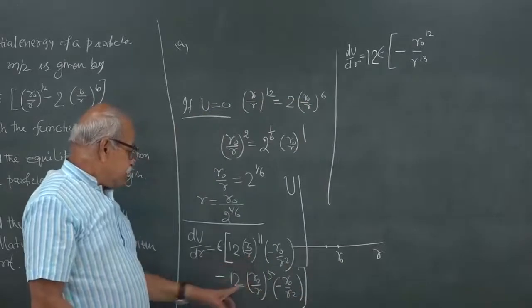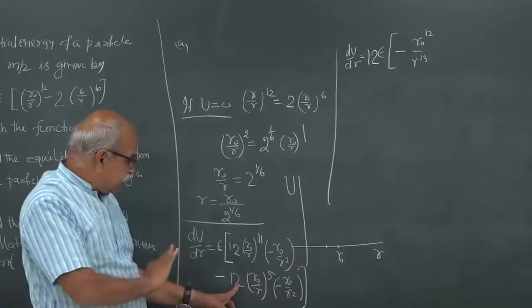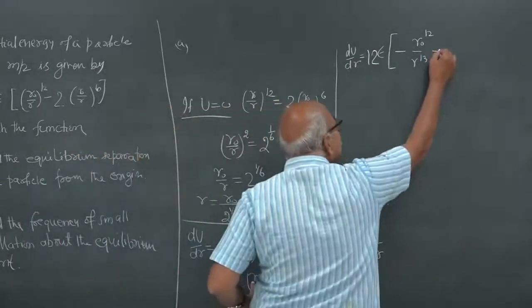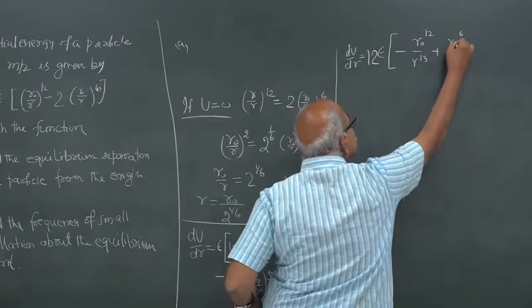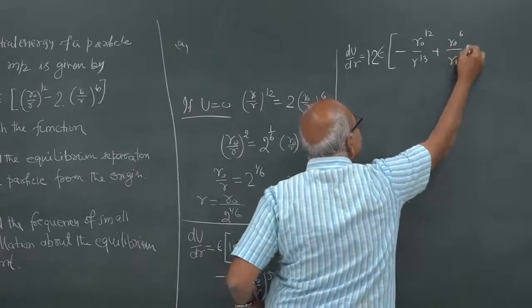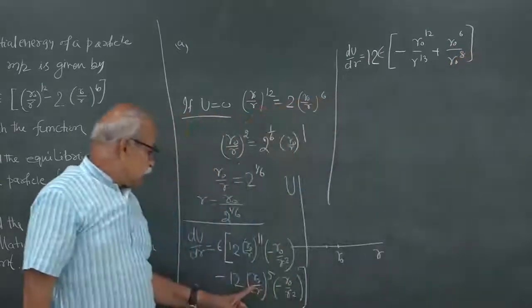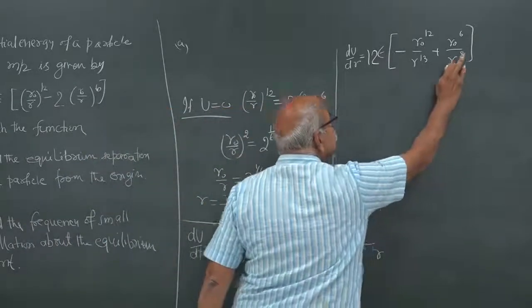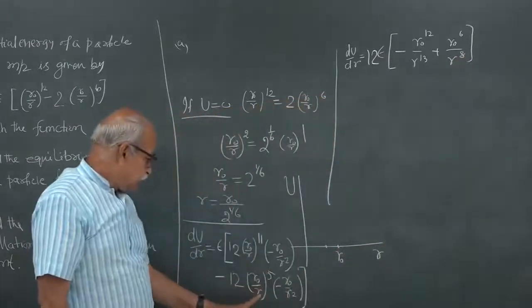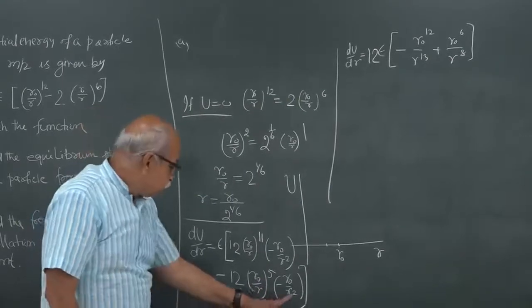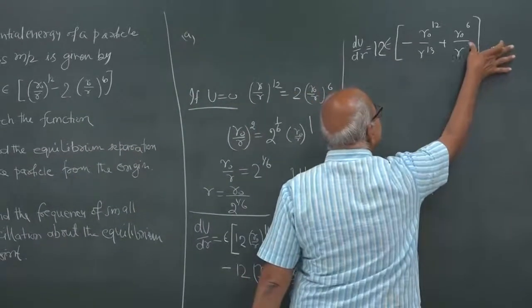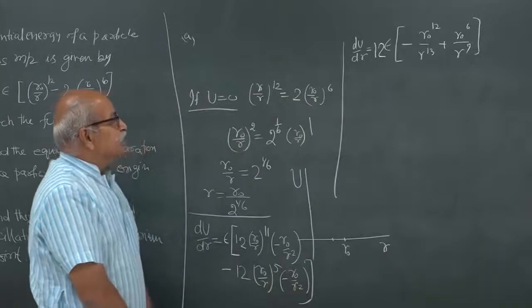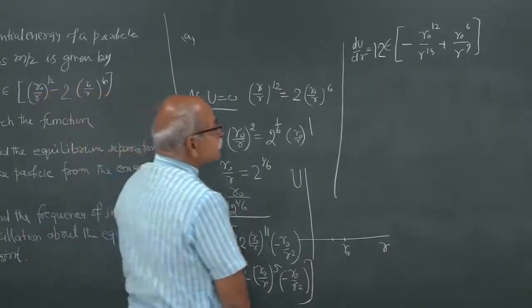and then here you have plus, and 12 we have already taken. So, plus r naught to the power 6 and divided by r naught to the power 8. r naught to the power 6 divided by r to the power 8 divided by r to the power 5 from here and r to the power 2 from here. So, r to the power 7, this is r to the power 7. This is du by dr, right.